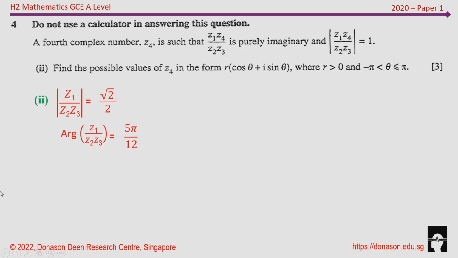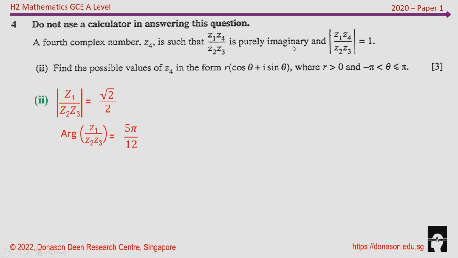Now let's take all these values, and the next part of the question says find the possible values of z4 in this form. Now a fourth complex number z4 is added on to the first part, which we have already calculated, which is z1 z2 z3, and multiply that by z4, and you are told that when you perform this, it becomes purely imaginary.